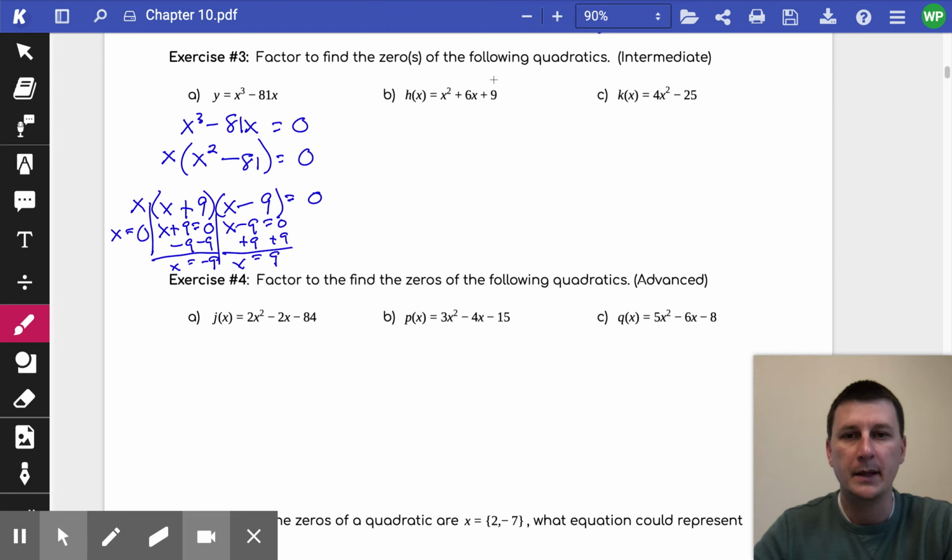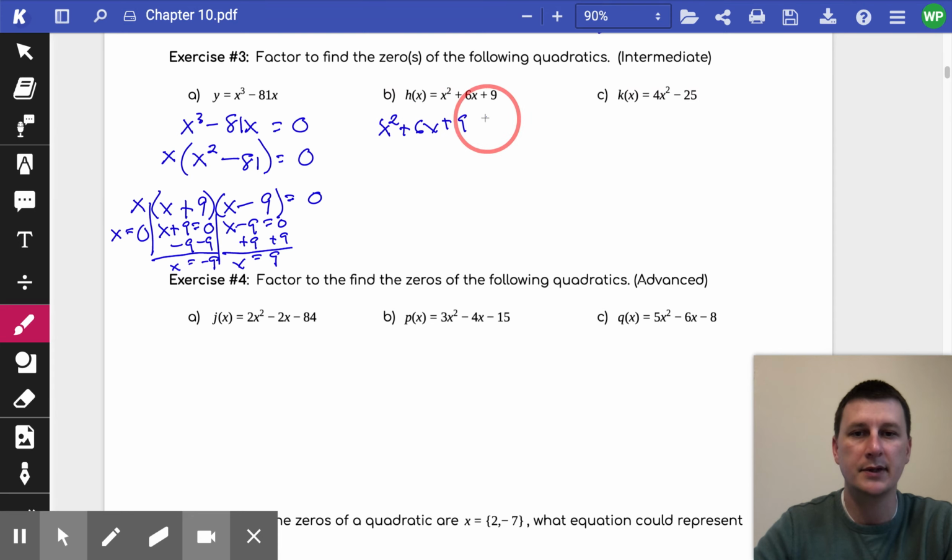Okay. In part B, we have x squared plus 6x plus 9. Now, if we're going to go ahead and factor this one, again, let's set it equal to 0 first. So we'll have x squared plus 6x plus 9 equals 0. And again, we want to factor it by finding two numbers that multiply to 9 and add to 6. So over here, we're going to have x plus 3 and x plus 3, because 3 times 3 gives me 9, and 3 plus 3 gives me 6.